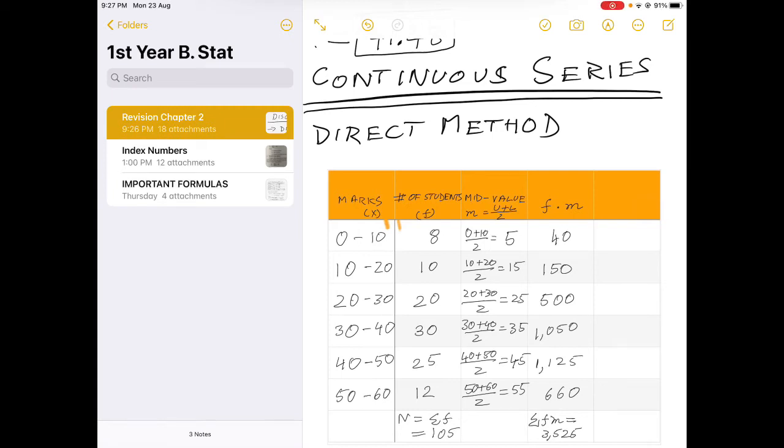We are going to discuss now finding arithmetic mean for the continuous series using three different methods: direct method, shortcut method, and step deviation method. But before we do that, let's take a look at what is a continuous series.